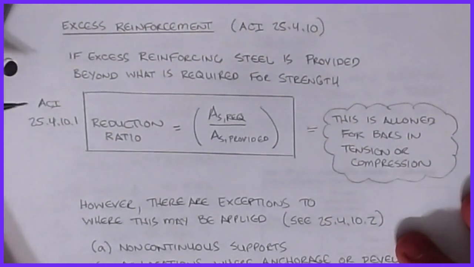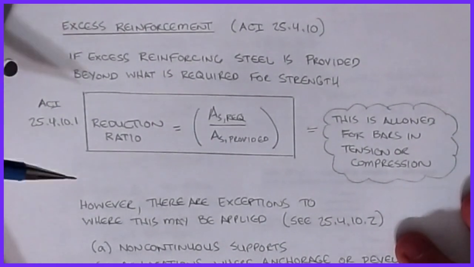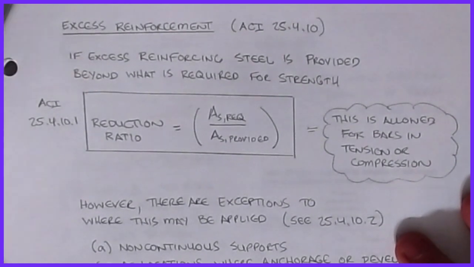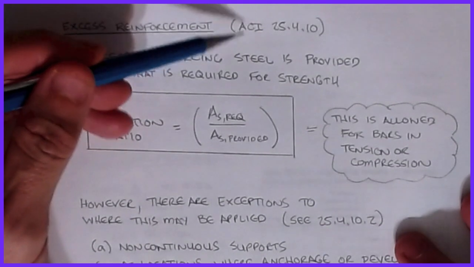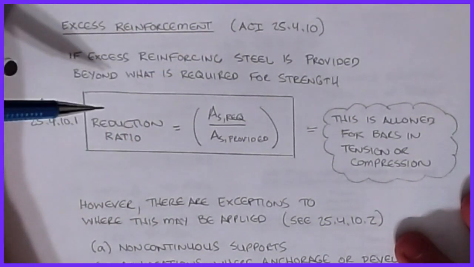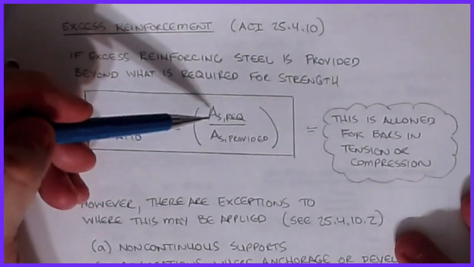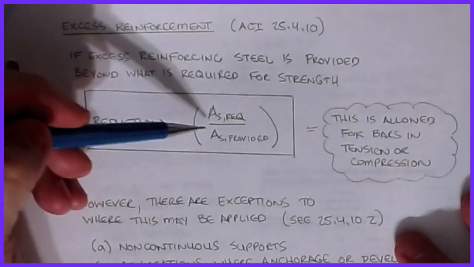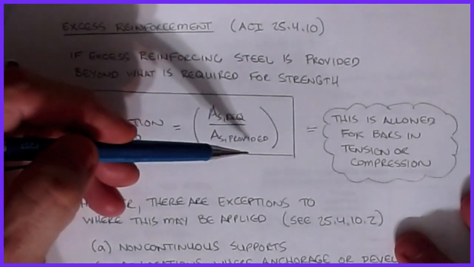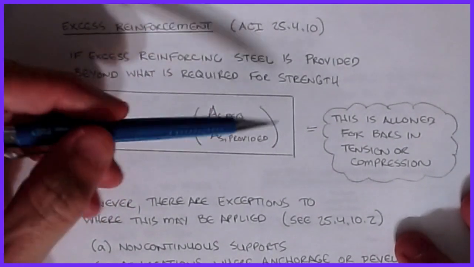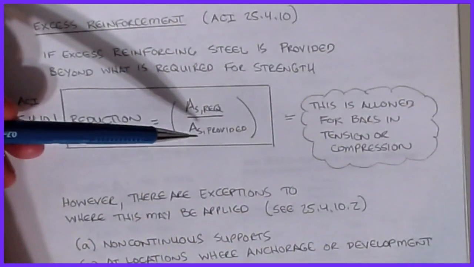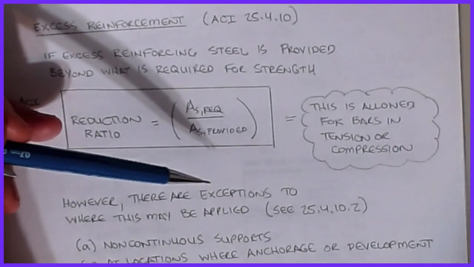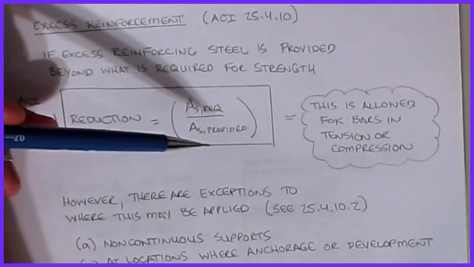Would you really need 20 inches if I put in, say, double that amount of steel, 6 square inches? And the answer is no. ACI takes that into account and says, all right, we'll let you use a reduction ratio on this, which is basically the area of the steel that's required divided by the area of steel that you provide. This is allowed for both bars in tension and compression. It's basically saying I don't need the full development length if I provide more steel. And that's another trick for shortening this development length.